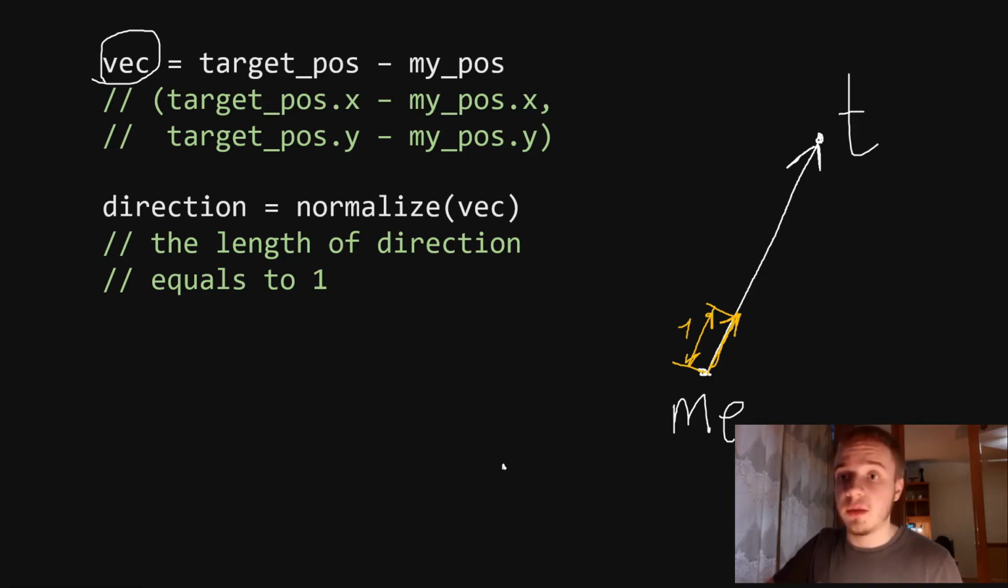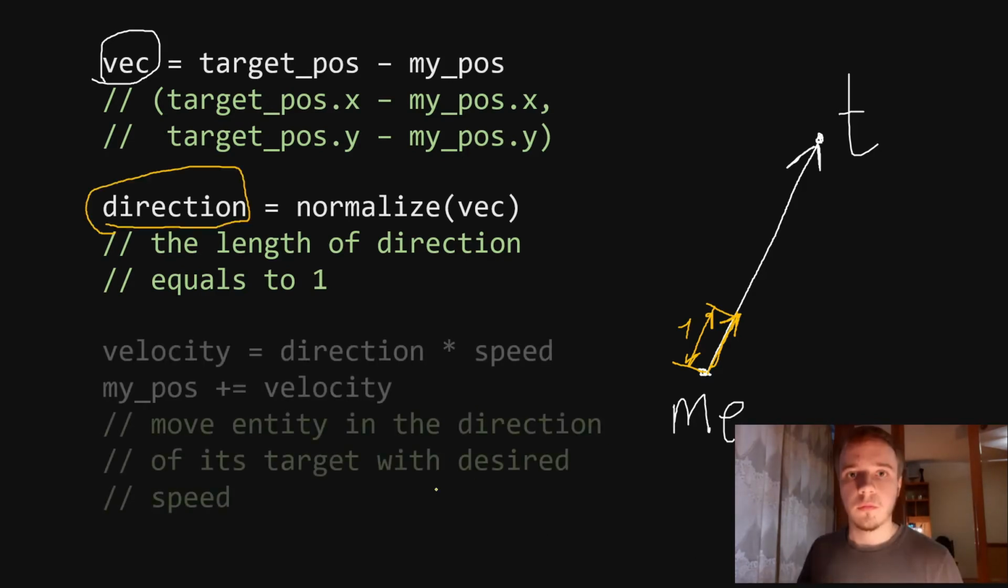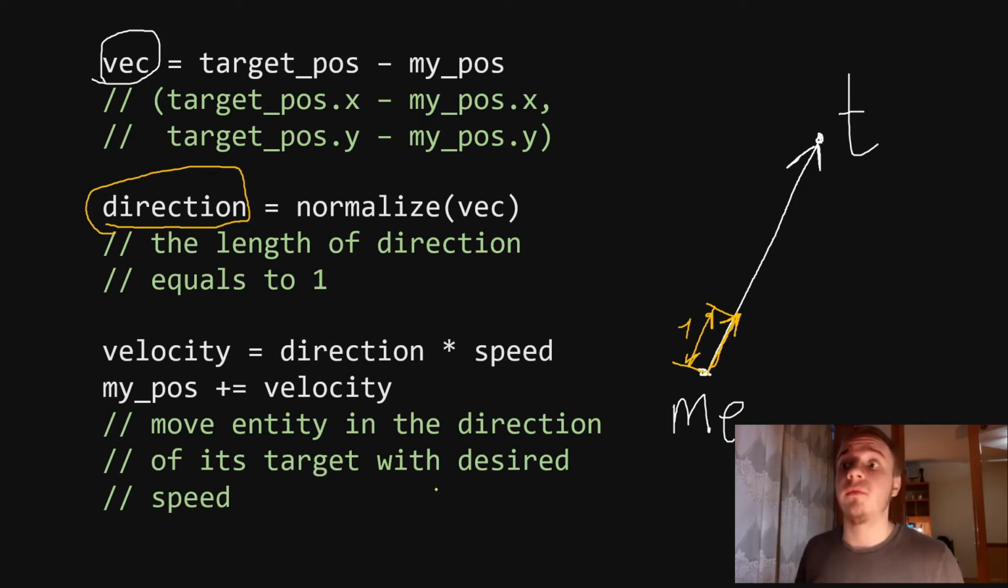So another example: here is the entity, here is the target, we subtract the target position from the entity's position, here's the vec, and the direction, but the length of the direction is going to be 1. Then we finally calculate the velocity. We calculate velocity by multiplying direction by speed.